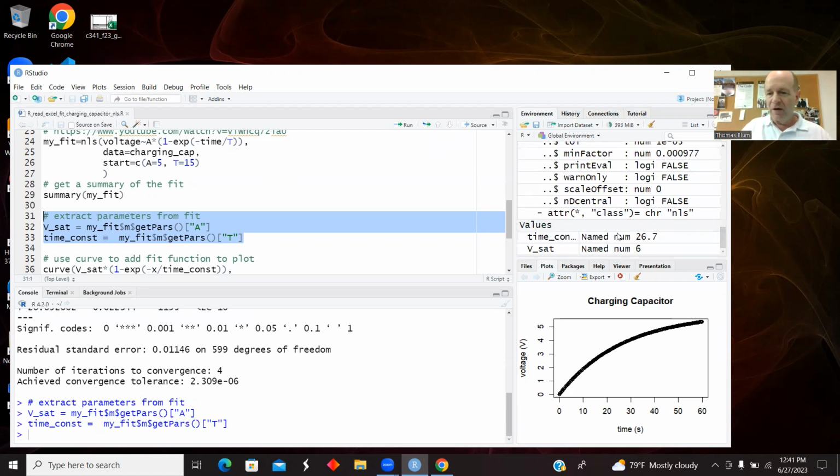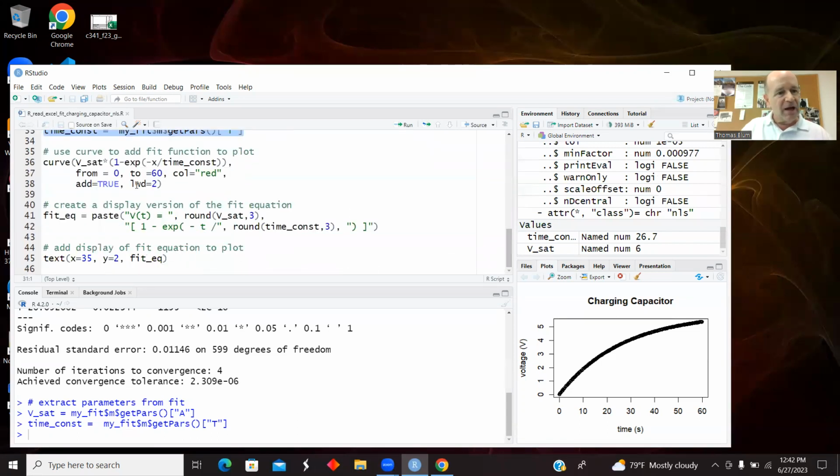So here we are now, the 26.7 and the 6 I got extracted from the whole fit. So there's lots of data from the fit, but I just wanted the fit parameters. Here's how I extracted the fit parameters. They were part of M. Then I used the get params method, produced for me a list, an array, and then I named my 2 quantities to get the specific values.